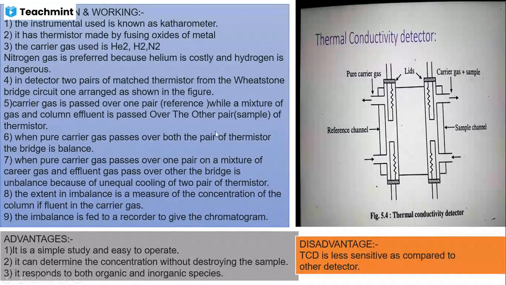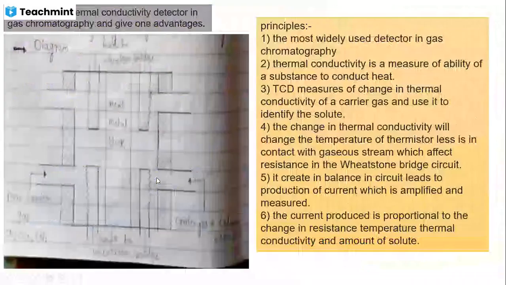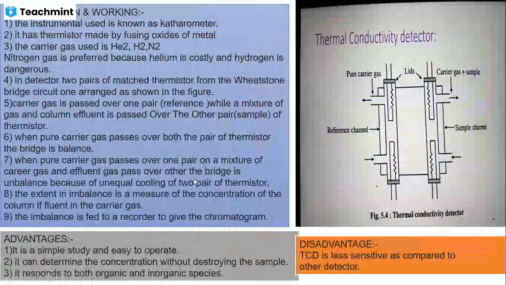आप को जैसे फिगर में दिखा है वैसे वो अरेंज करते हैं। Carrier gas is passed over one pair, जिसे हम रेफरेंस कहते हैं, यहाँ पे मैंने दिखाया है, while a mixture of gas and column effluent will pass over the other pair, जिसे हम सैंपल कहते हैं। यहाँ पे आपके पहले डायग्राम में देखो, एक तरफ से क्या जा रहा है, प्योर गैस जा रहा है, दूसरी तरफ से सैंपल जा रहा है। This diagram is more effective.